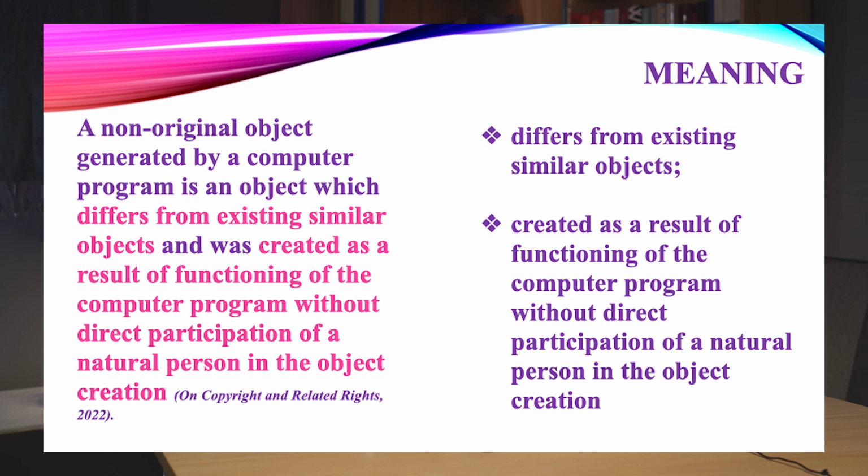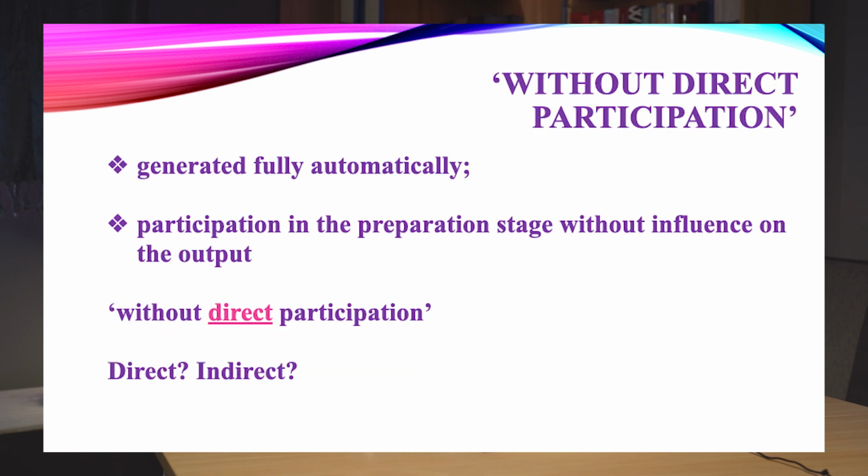Let's start with the second criterion. This criterion is crucial for dividing objects into two categories: works created using computer technologies, which are copyrightable, and non-original computer-generated objects. In other words, the proper understanding of this criterion can be helpful in treating a particular object and making a decision whether it should be related to works and be copyrightable, or whether it should be related to non-original computer-generated objects. The key question here is how to interpret the words combination "without direct participation".